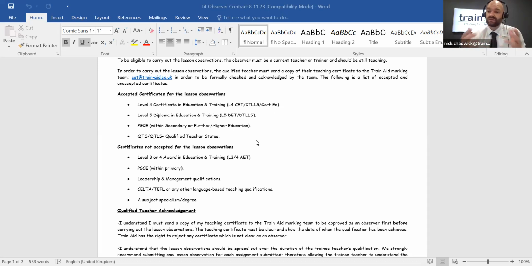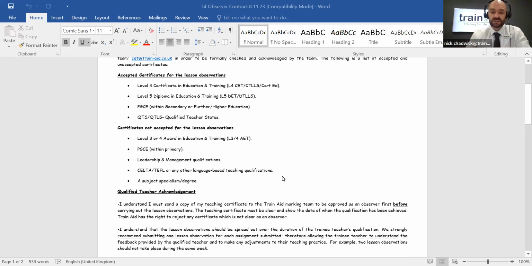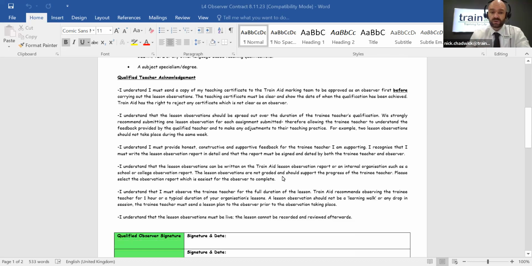So the lessons are developmental, they're not graded. The purpose of the lessons is to highlight the strengths and areas for development of your colleague. So you're there to give lots of support and guidance as well. So our advice is to please send in a copy of your certificate as soon as possible as well.